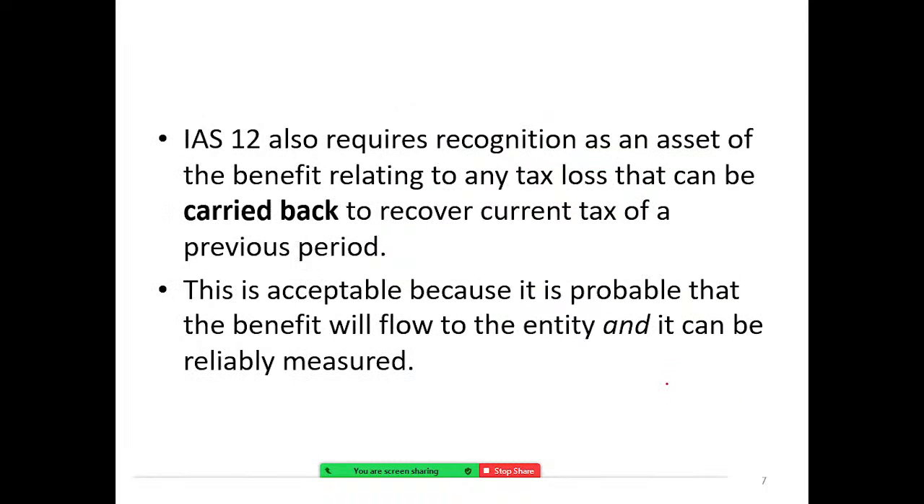IAS 12 or LKAS 12 also requires recognition as an asset of the benefit relating to any tax losses that can be carried back to recover tax of a previous period. This is acceptable because it is probable that the benefit will flow to the entity and it can be reliably measured. So the tax loss meets two criteria: a probable economic benefit and a reliably measured benefit. Therefore it can be recognized as an asset.